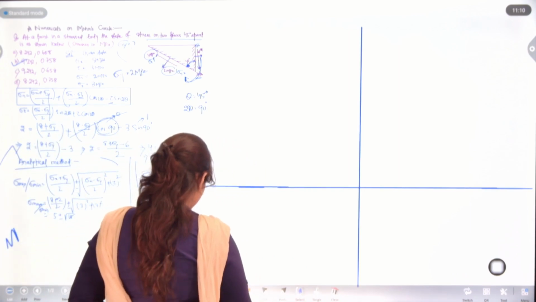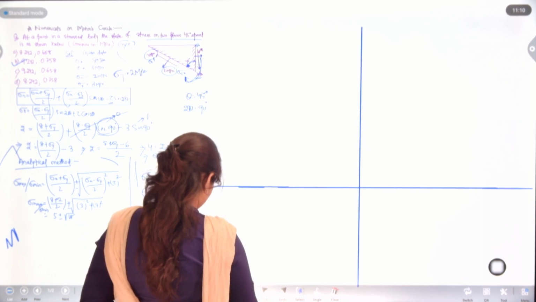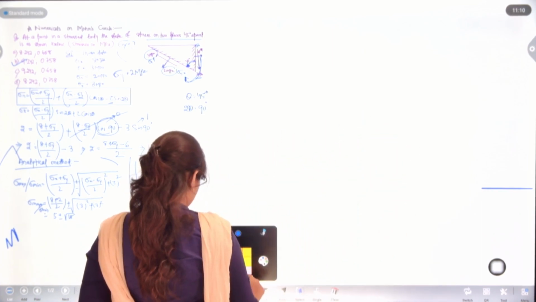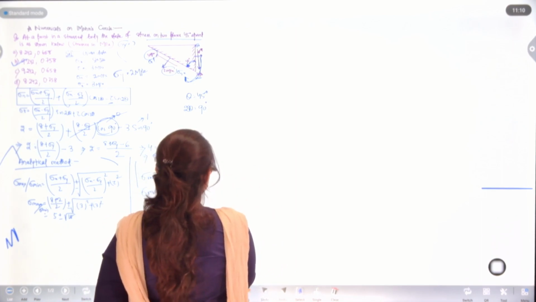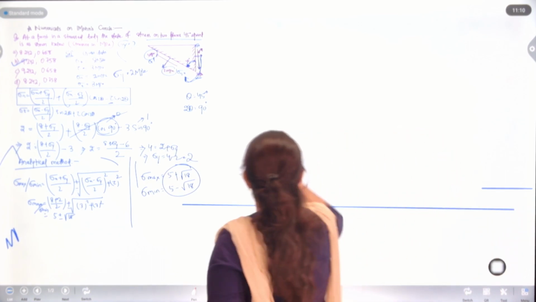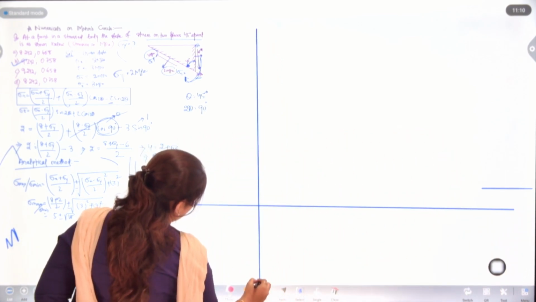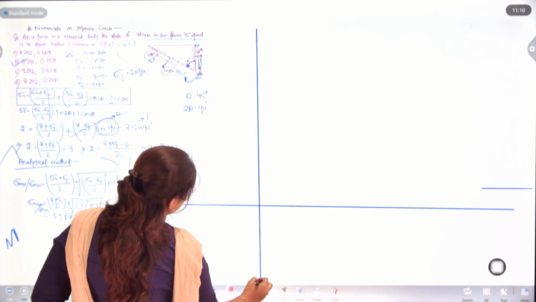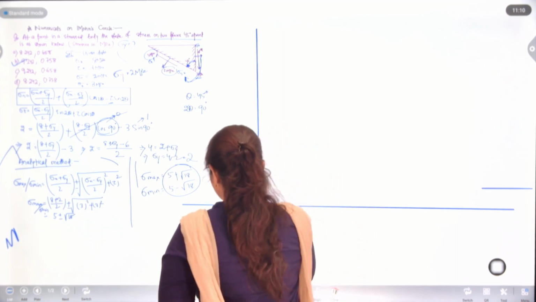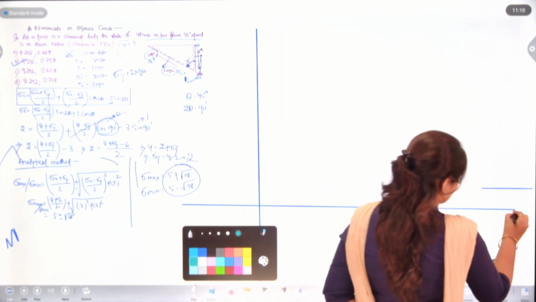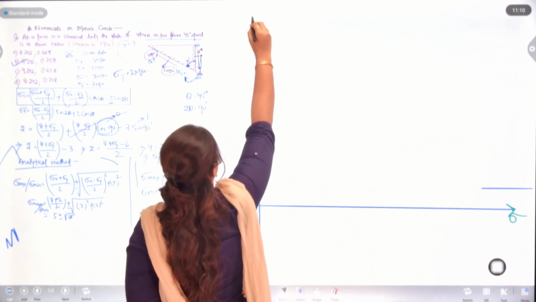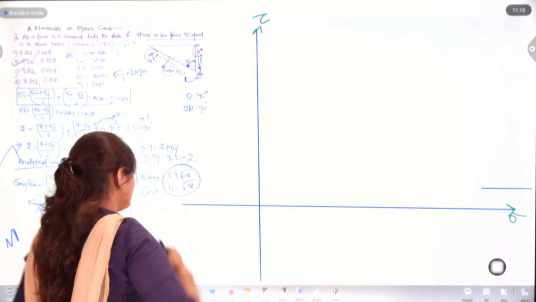So, if we just clear this again, okay, here you will have the x-axis, that is the representation of your normal stress, and the y-axis is for tangential stress. This will represent sigma, and here it will be the representation of tau. So, what will we do?